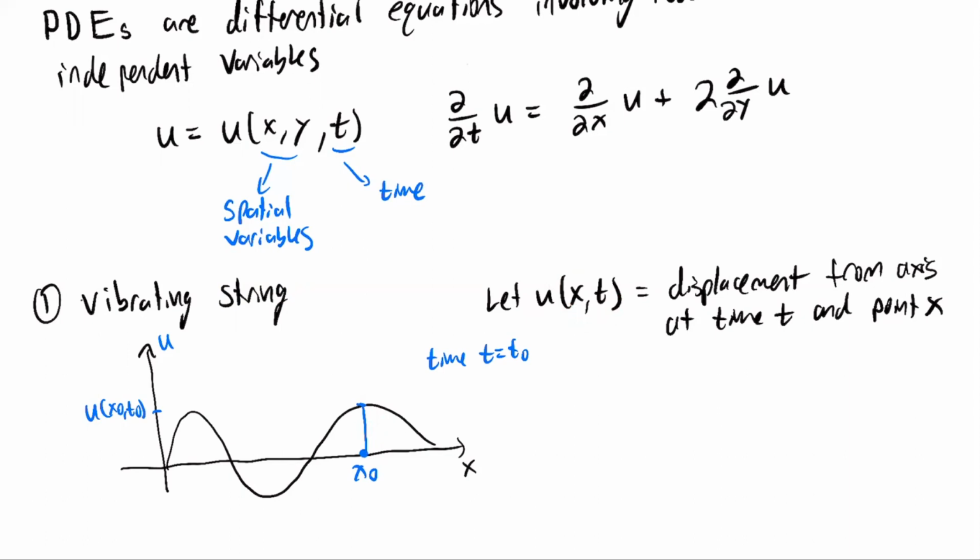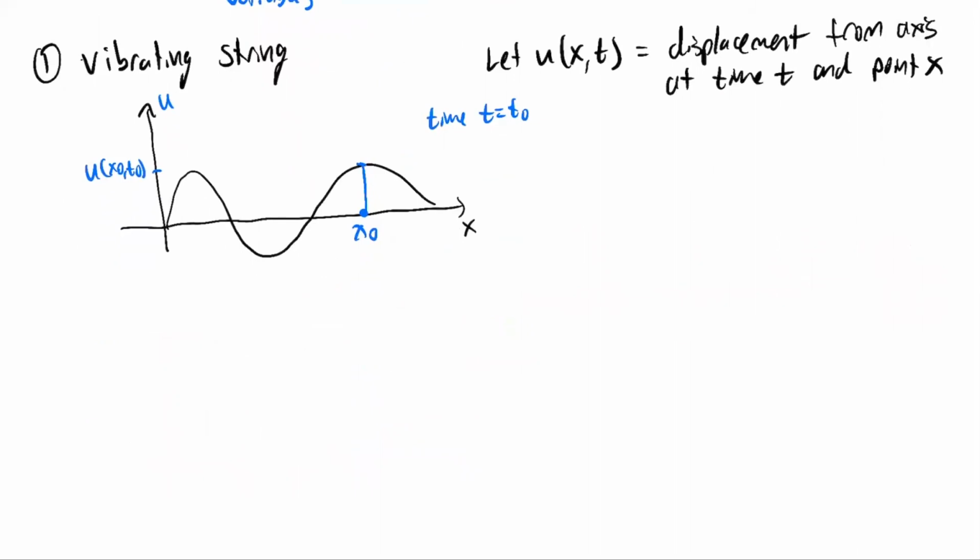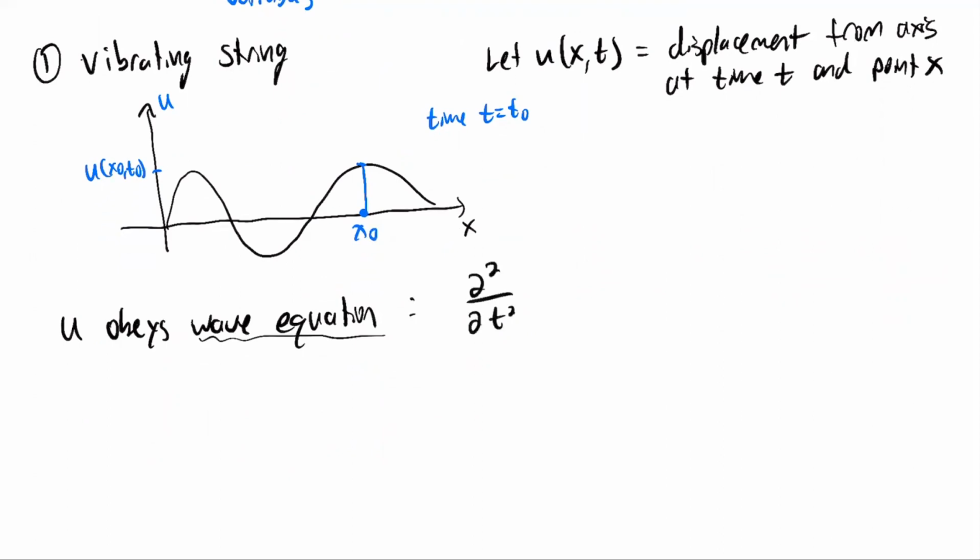Okay, and so it turns out that under suitable hypotheses, this function u obeys what's called the wave equation, which we'll study in depth later. And so the wave equation is the following. If I take the second derivative with respect to t of u, where u is this displacement function describing the vibrating string, this has to be equal to some constant c squared times the second derivative with respect to x of u.